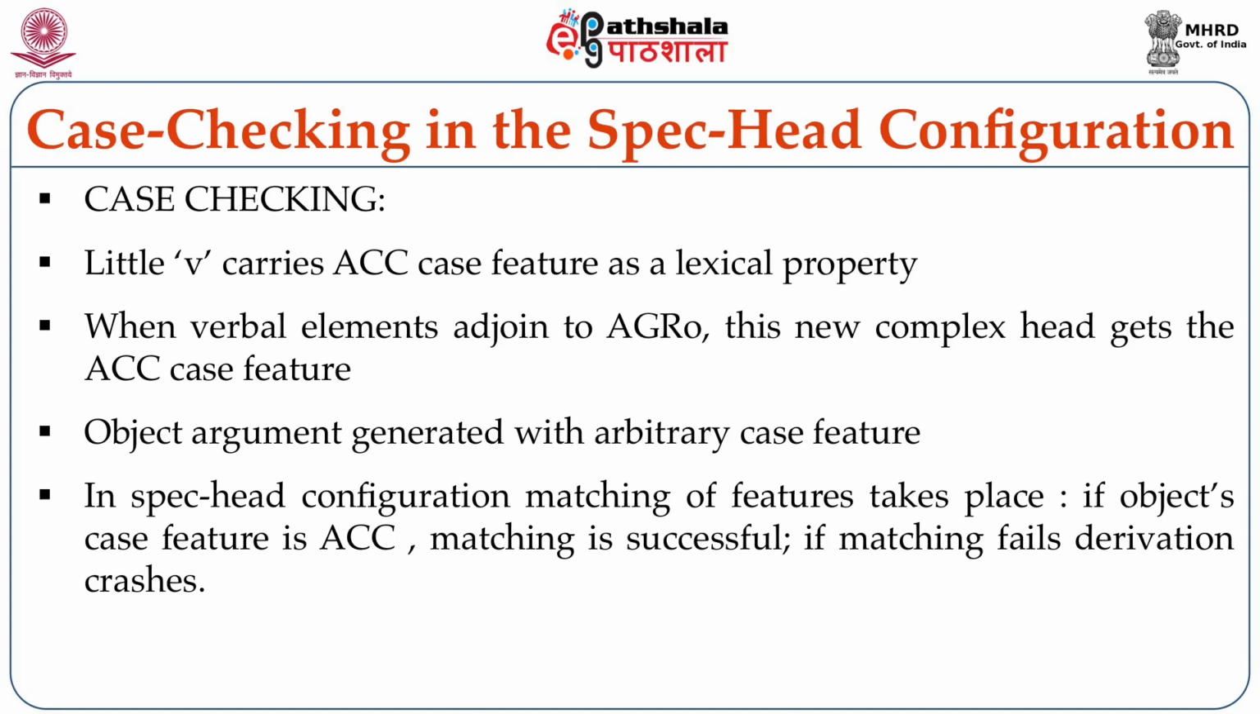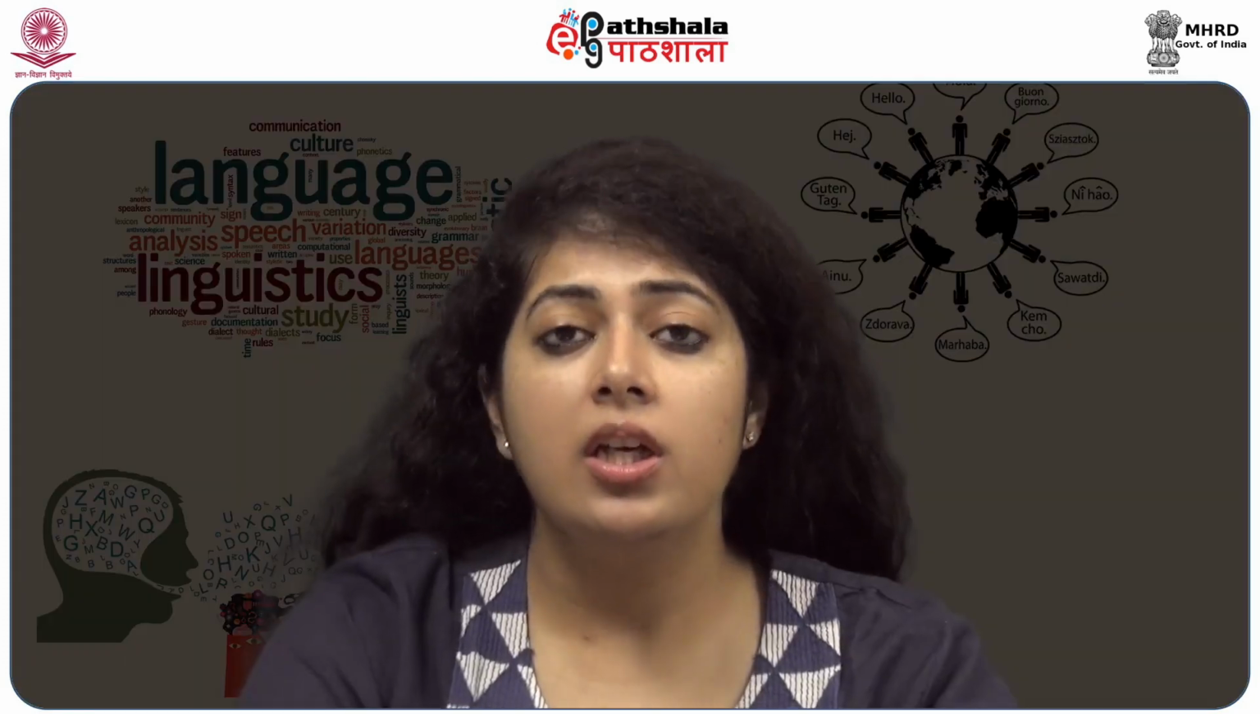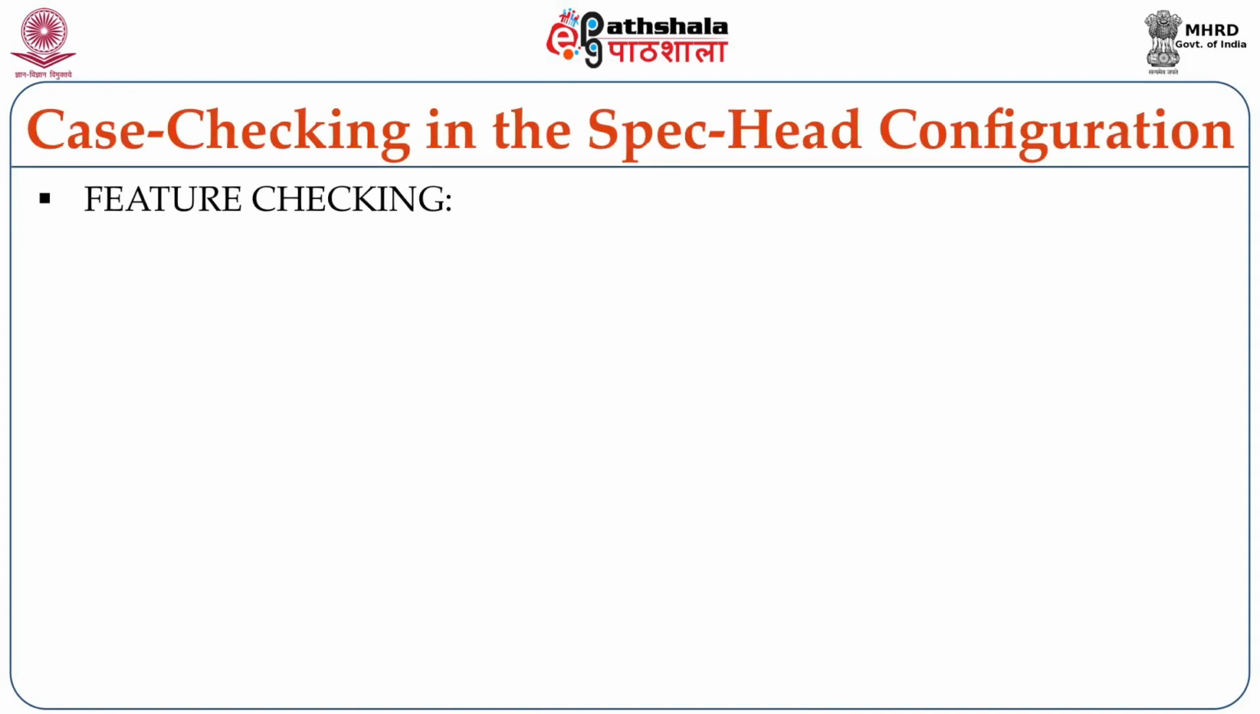If object's case feature is accusative, then a successful matching takes place, and if matching fails, then the derivation would crash at LF. This makes sure that we don't get a wrong case on our direct object, because if our direct object does not have accusative feature, then it won't get matched and checked with the accusative feature of little v. Now that we have talked about case feature, let's talk about the other feature checking.